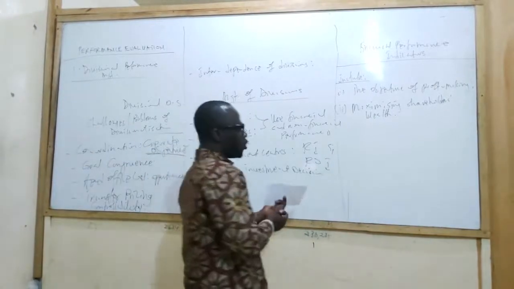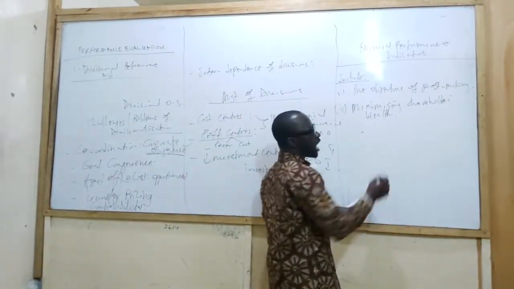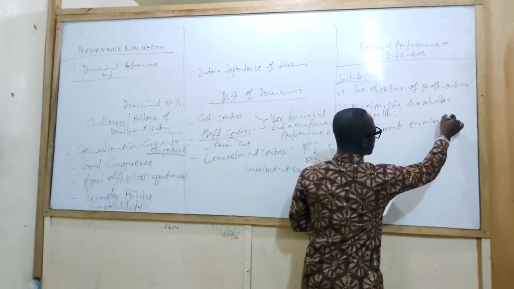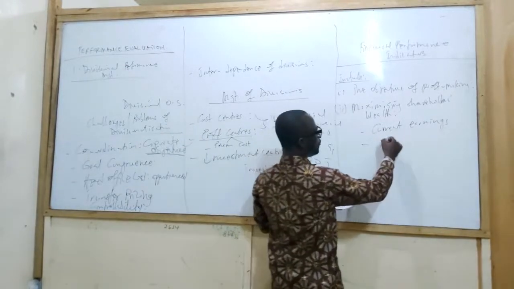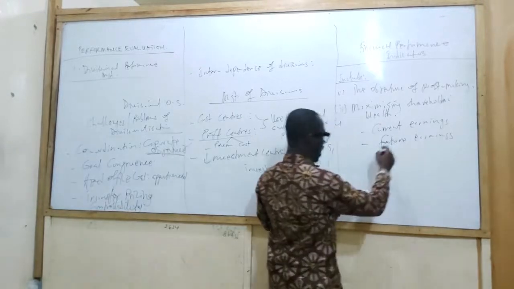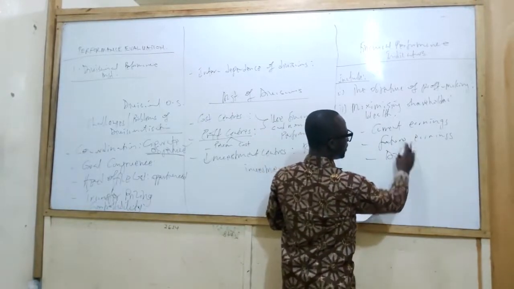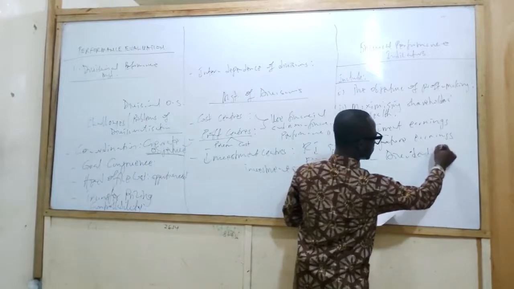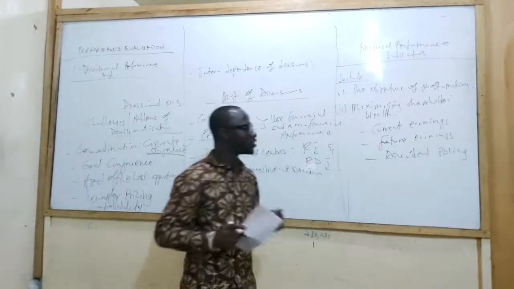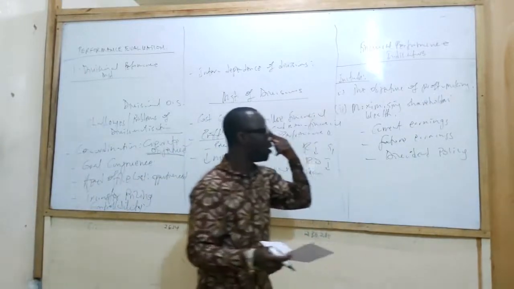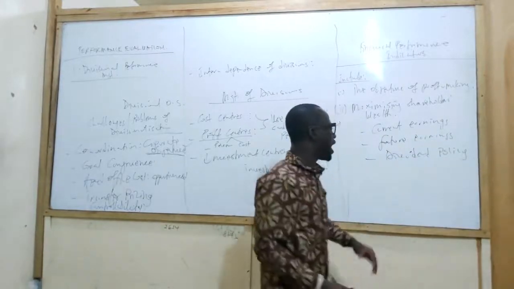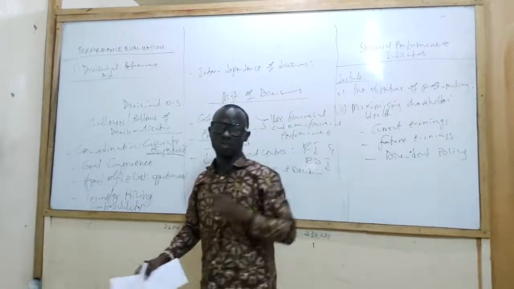Okay. So will you agree that shareholders are concerned with the current earnings of the company, the future earnings of the company, as well as the dividend policy of the company? So these are the three things shareholders are concerned about. The current earnings of the company: how much is the company making now? The future earnings of the company: how much is it likely the company will be earning? And then the dividend policy of the organization.